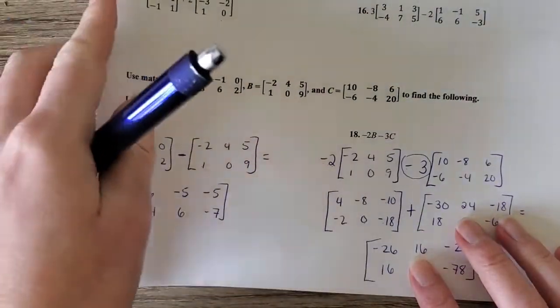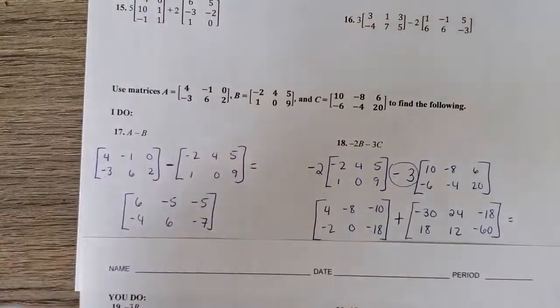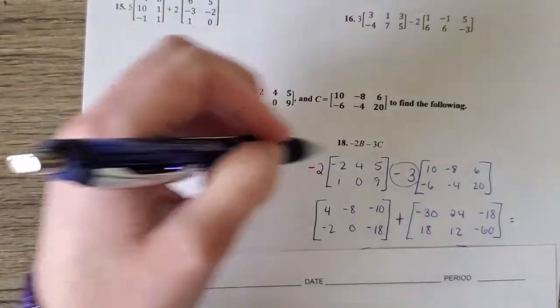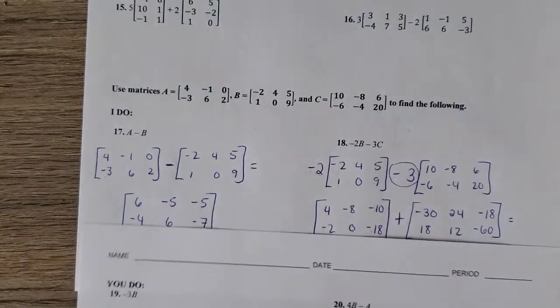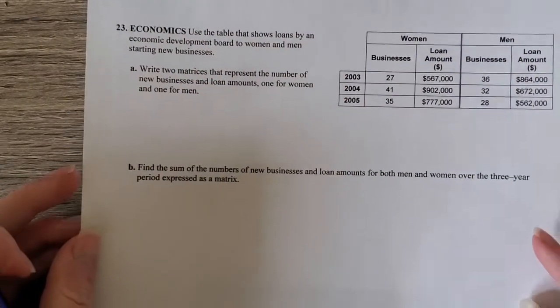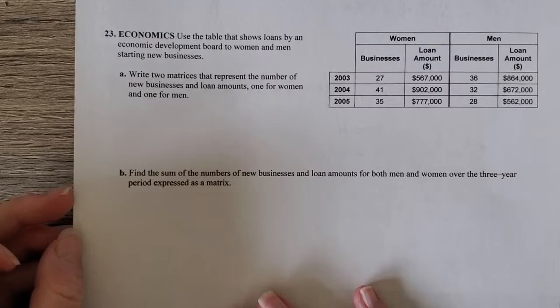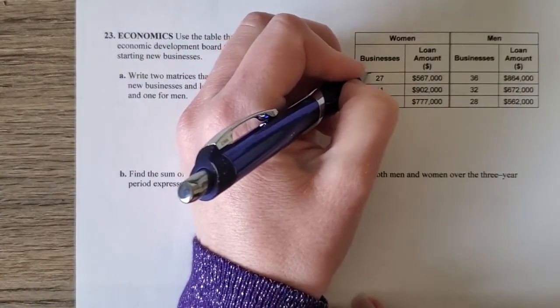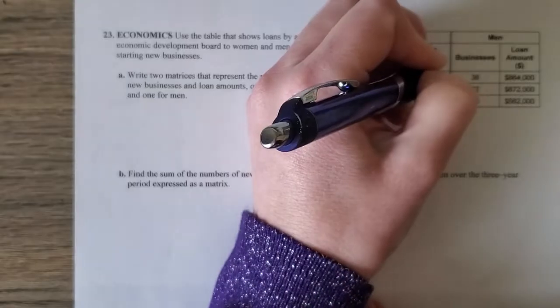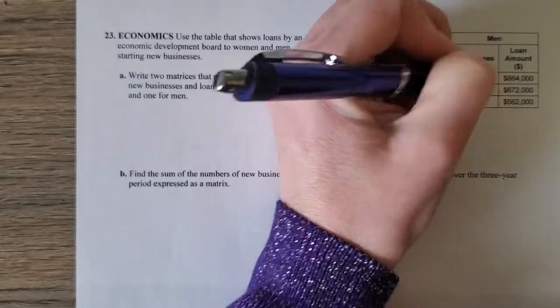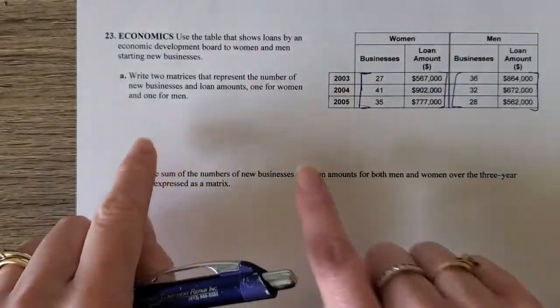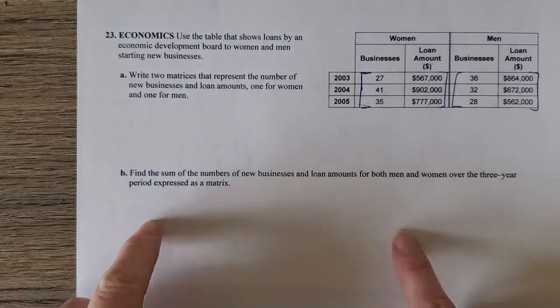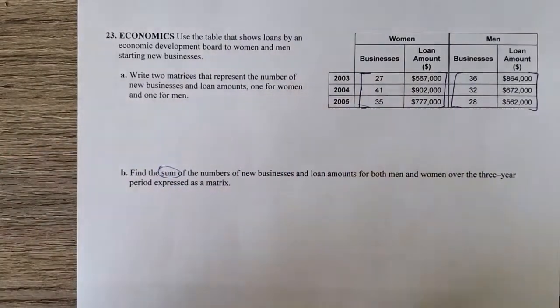So on the next page, there are 4 more. Again, you're using these matrices that are here on this page to do the next 4. And then the last one is a word problem, and they want you to write the matrices. The matrices they're looking for is basically boxing these off. So there are your 2 matrices, so write those out here, and then you're going to find the sum of the 2 matrices.